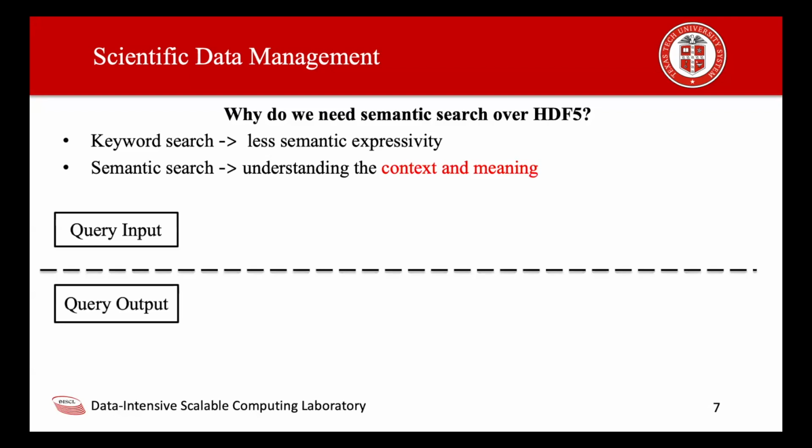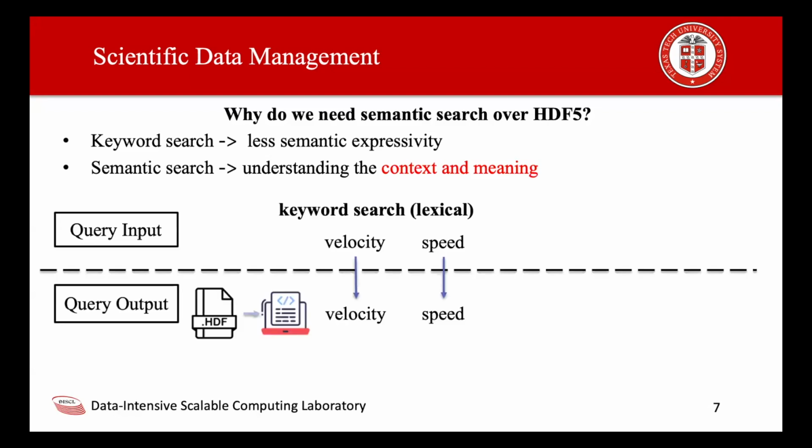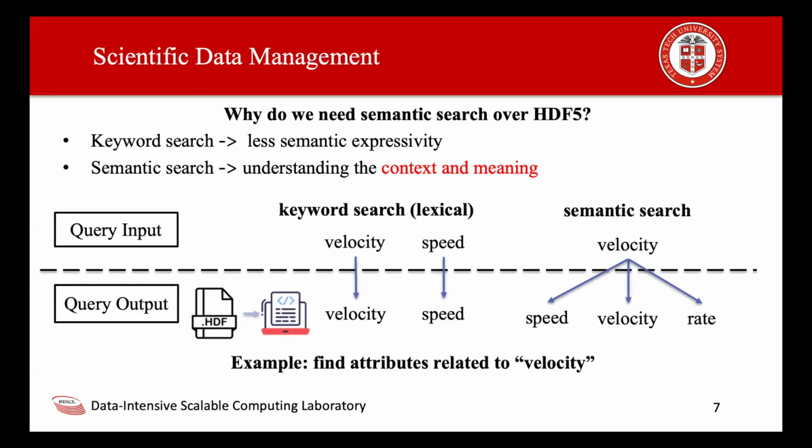Suppose we have an example here. The query input would be velocity. Keyword and lexical search can only match the metadata attributes that contain the word velocity, right? And you can only find the related files with the attribute velocity. But if you use semantic search, when you search for velocity, you can find speed, velocity, and rate. So you can get a richer set of HDF5 files.